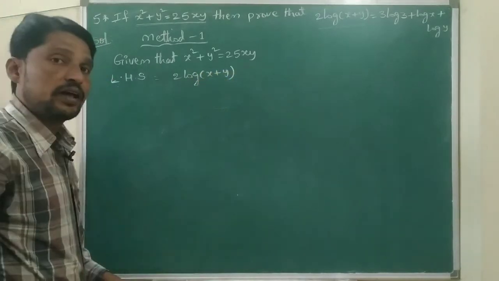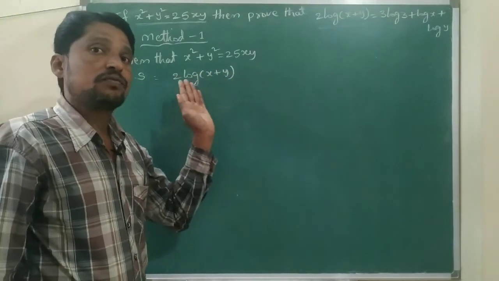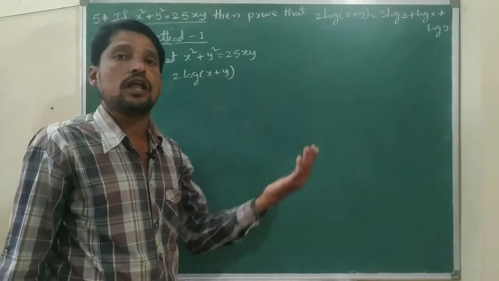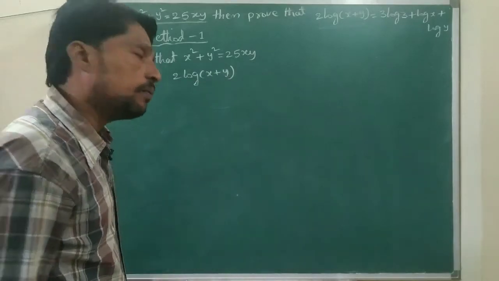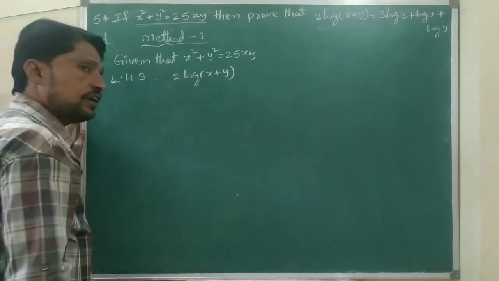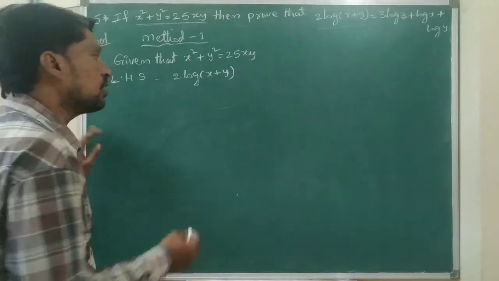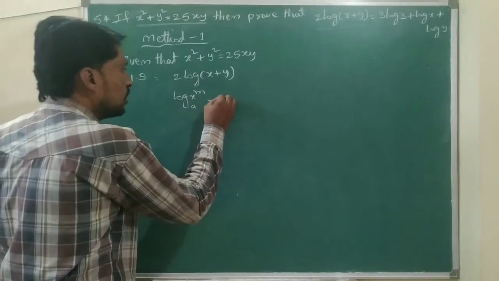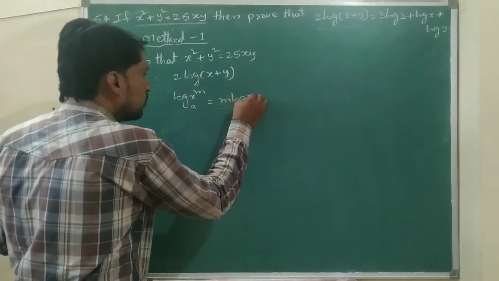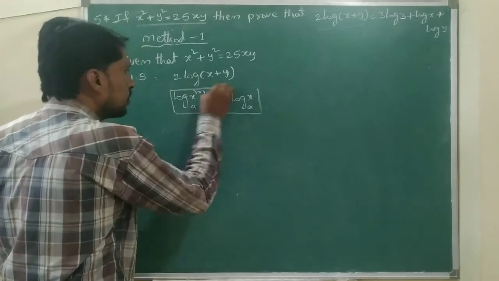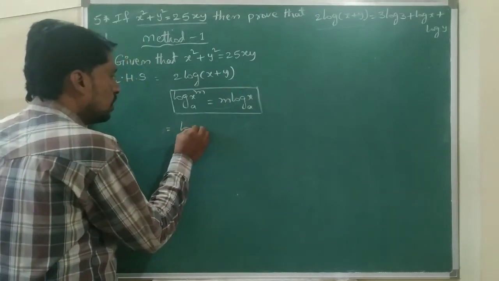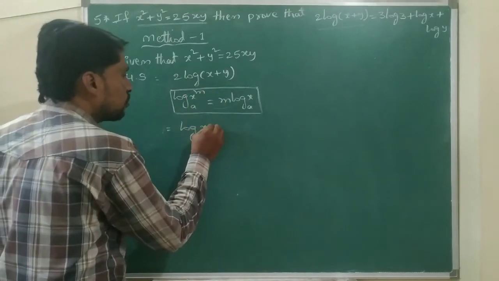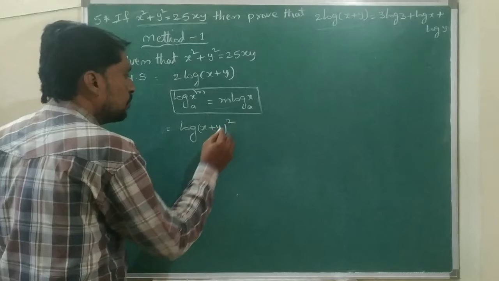So 2 times of log x plus y, it is of the form log x power m. What is the formula? log x power m to the base a equal m log x to the base a. So that equal log, x means x plus y whole power, m means 2.